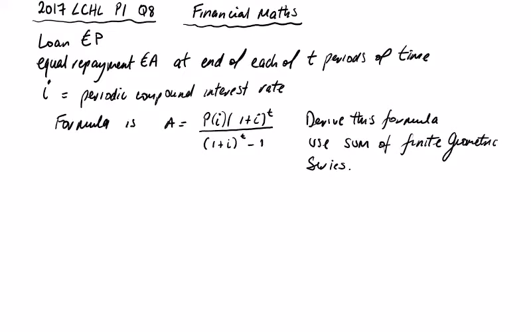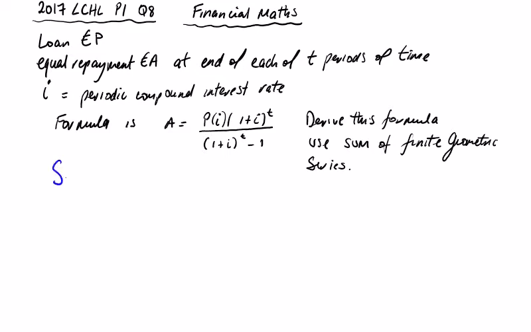Financial Maths, 2017 Leaving Cert Higher Level Paper 1, Question 8. A loan P with equal repayments A at the end of each T periods of time, where I is the periodic compound interest rate, is given by this amortization formula: A is equal to P times I times (1 plus I) to the power of T, over (1 plus I) to the power of T minus 1. You're asked to derive this formula using the sum of a finite geometric series to help.